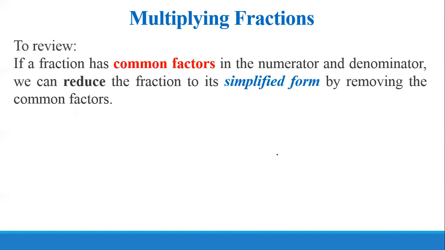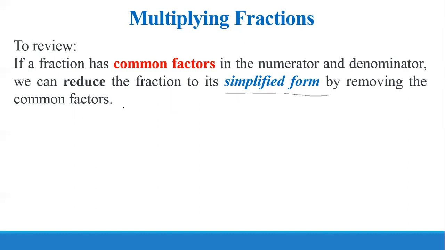So, to review, if a fraction has common factors in the numerator and denominator, we can reduce the fraction to its simplest form by removing the common factors. Okay? So, if a fraction has common factors in the numerator and denominator, we can reduce the fraction to its simplest form. Ayan. So, always reduce it to a simplest form. That is by removing the common factors if possible. Alright?